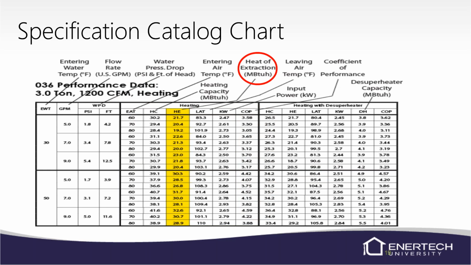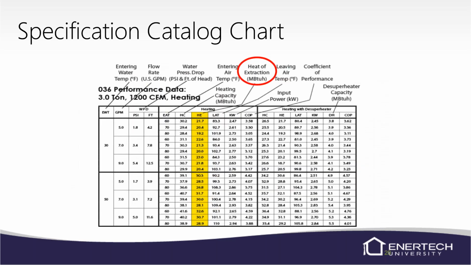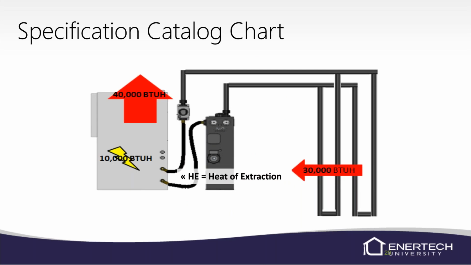Heat of extraction, again, this is what we're pulling out of the loop field. So this is what's coming in from your wells in the ground, or your horizontal loop, or from your open loop. This is what we're pulling out of the system, and this is what we're going to measure.